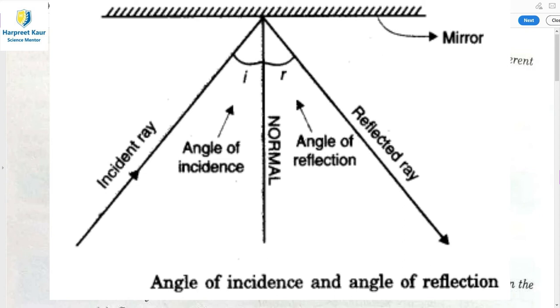Or light may be emitted by or reflected by, we can say that it can be reflected by certain objects, like it is reflected by moon. Sunlight falls on moon and it is reflected back to us.